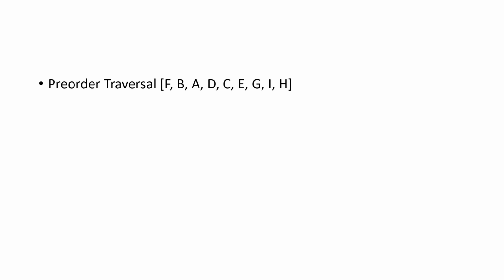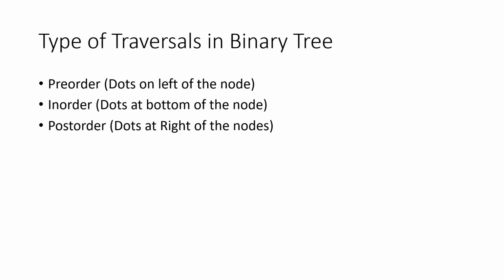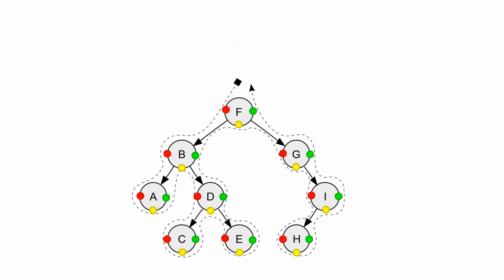Now let me discuss the other traversals that can be done. We saw in the previous graph there were multiple different kinds of dots. For pre-order traversal, we were putting the dots on the left side of each of the nodes, whereas for in-order, we'll be doing the same thing, but we'll be putting the black dots at the bottom of the node. And for post-order traversal, we'll be putting the dots at the right side of the node. Now you can take a look at this graph and try out all the different kinds of traversals.